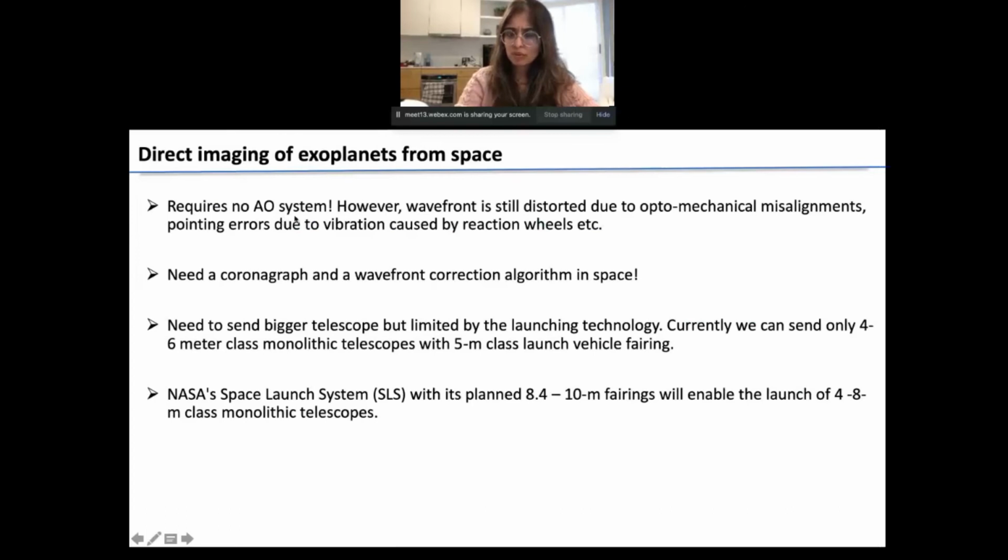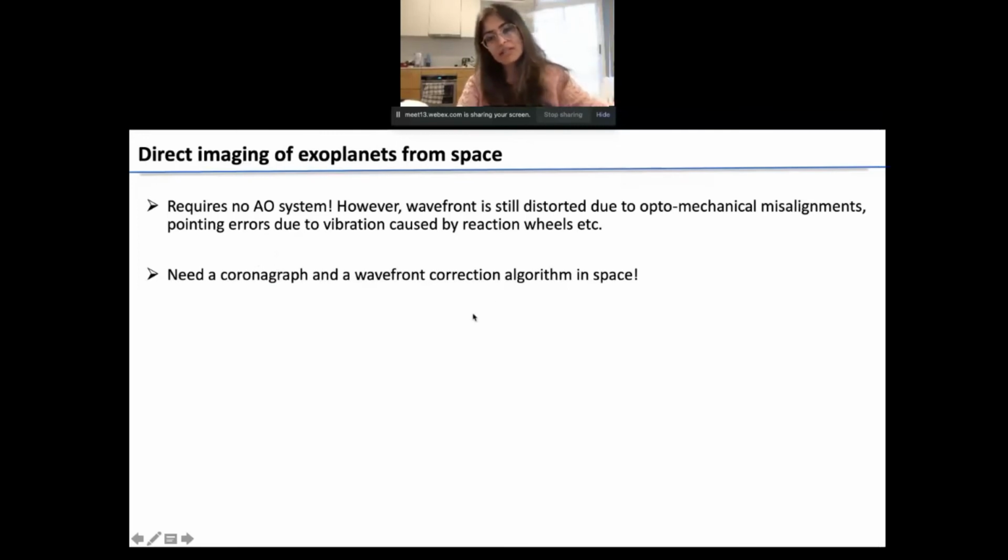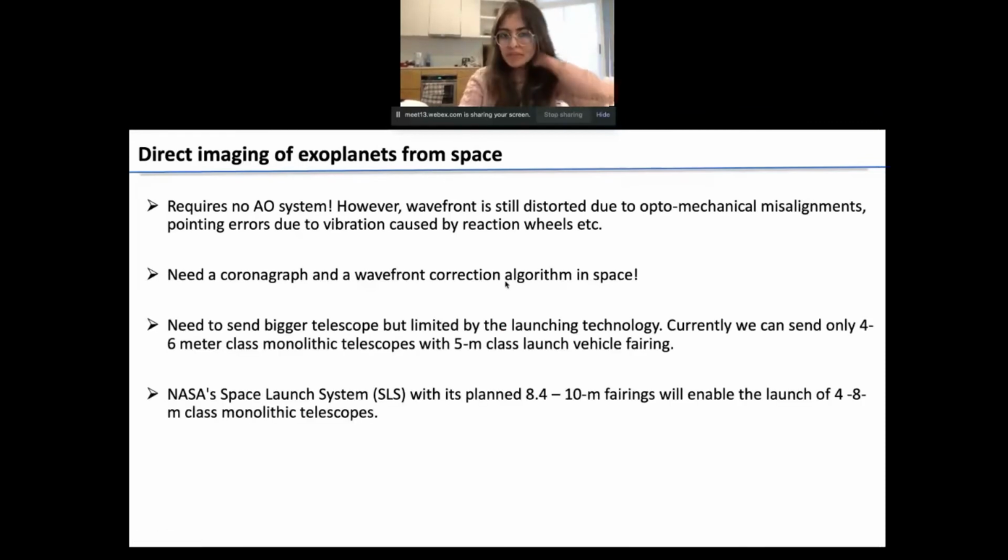Okay, we touched upon the problems from space. We sure do not need an AO system, but the wavefront is still going to be distorted because of the misalignment problem, the vibrations and stuff like that. So we do need a coronagraph to block the starlight and to correct the wavefront distorted by the misalignments and the vibration issues. And as I said already, our launching technology is limited, and we can't launch more than, I think, a 4 to 6 meter class monolithic telescope. Again, monolithic is one big piece of mirror.